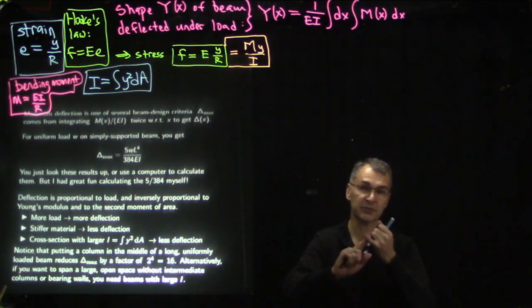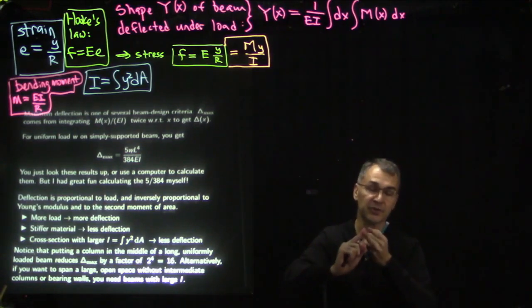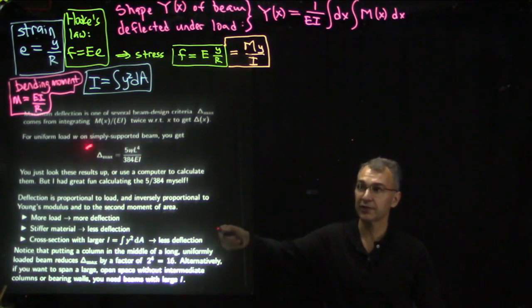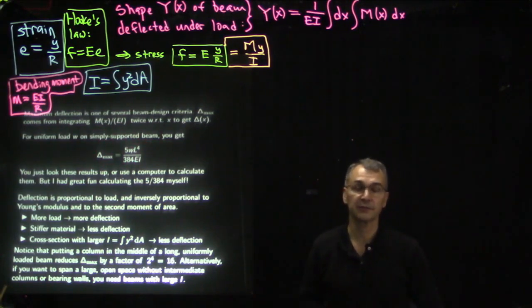So there's a part that comes from the material, the Young's modulus, and there's a part that comes from the cross-section shape, the second moment of area, also known as area moment of inertia. And then one thing to notice, if you have a uniformly loaded beam, the maximum deflection goes like the length to the fourth power. Usually if you have a point load, a concentrated load, the maximum deflection goes like the length to the third power. For a uniform load, the maximum deflection goes like the fourth power of the length.